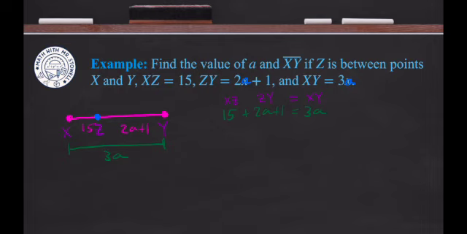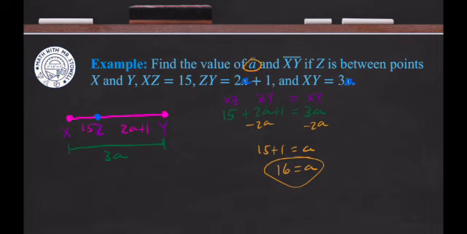Okay, algebra skills. So all we have to do now is subtract our 2A on both sides and get those terms together. So we have 15 plus 1 equals A. 15 plus 1 is 16, which equals A. That's the value of A. First part of this question, done.